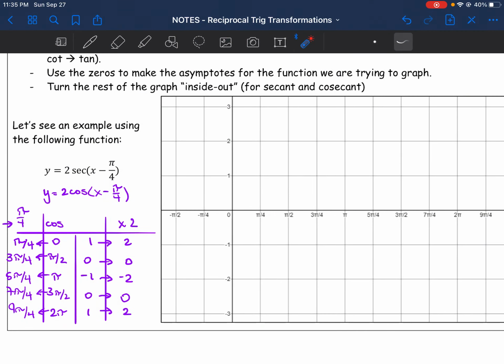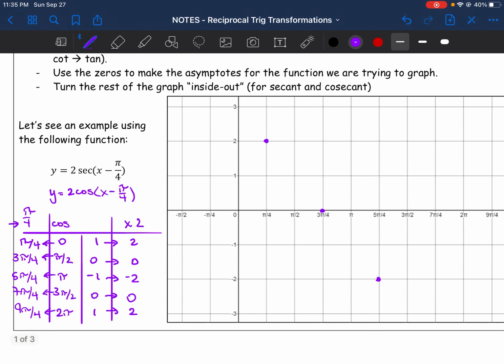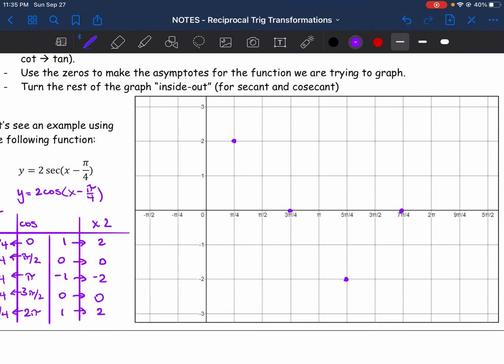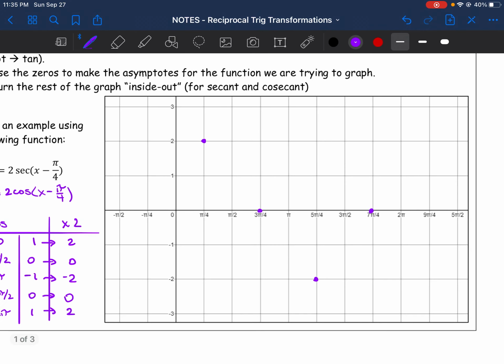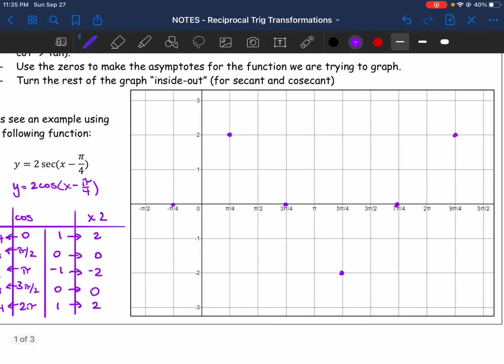Nope, go back. And then we're going to essentially flip the cosine graph inside out. So let's go ahead and graph this: 2 cosine of x minus pi over 4. At pi over 4, we go up to 2. At 3 pi over 4, we go to 0. At 5 pi over 4, we go to negative 2. 7 pi over 4, we're going to go to 0. And then 9 pi over 4, we're going to positive 2. And we could continue the pattern here. We know that a negative pi over 4 would be a 0 also.